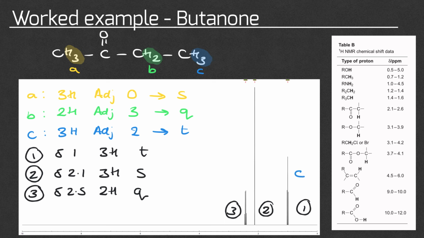Therefore, peak 1 is environment C. As we can see, the information for these match up. It's a triplet with 3 hydrogens in its environment. Peak 2 is environment A, as it's got 3 hydrogens and it's a singlet. And environment B is peak 3, as it has 2 hydrogens and it's a quartet. If you look at the chemical shifts, they also make sense, as the most electronegative ones, in this case either B or A, are much further downshifted from C, which is going to be the least electronegative group.